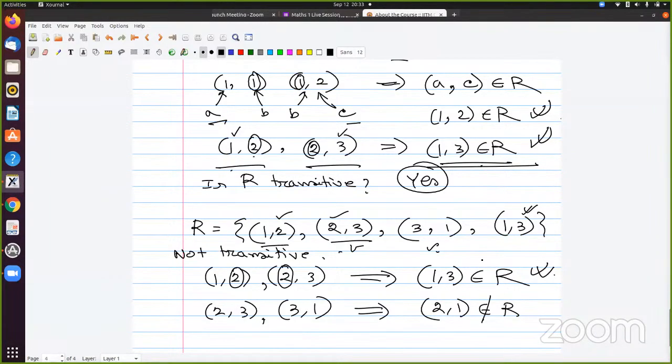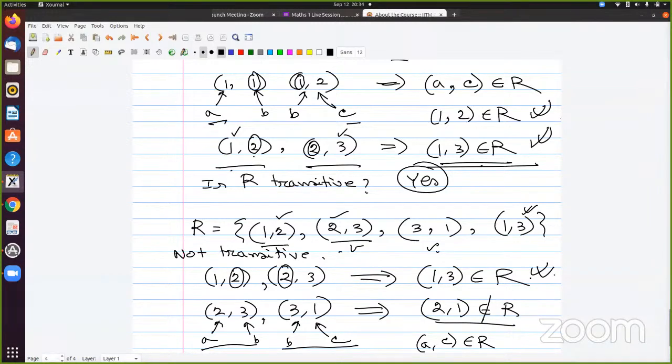Sir, I didn't get the non-transitive part. Is 2 comma 1 inside R, whatever R I have written? No, sir. But this is your A, this is your B, this is your B, this is your C. For transitive, whenever A comma B and B comma C are inside R, A comma C must be inside R. Yes, sir. But it is not. Got it? Yes, I got it. Thank you, sir. It is not inside R.